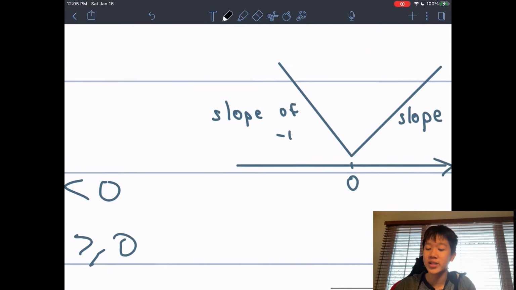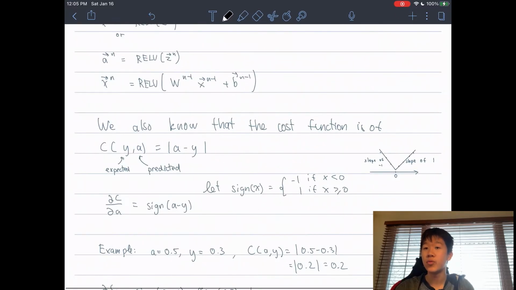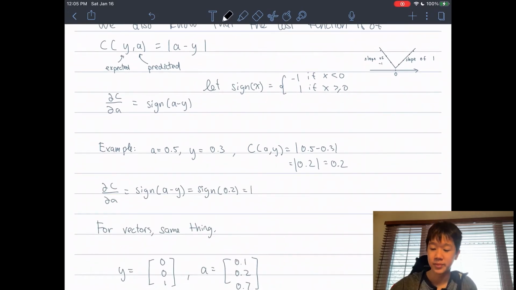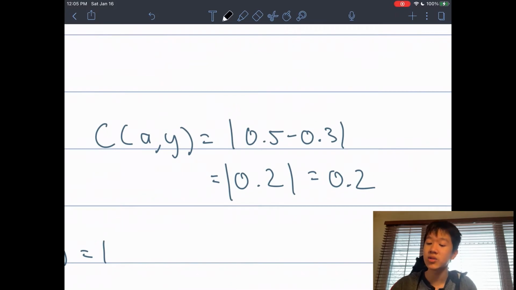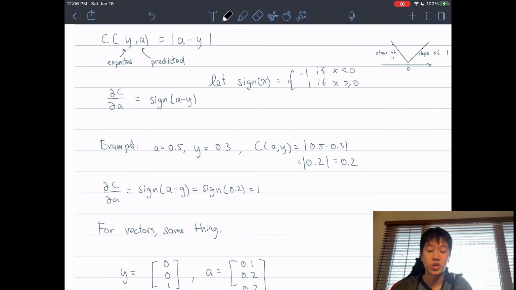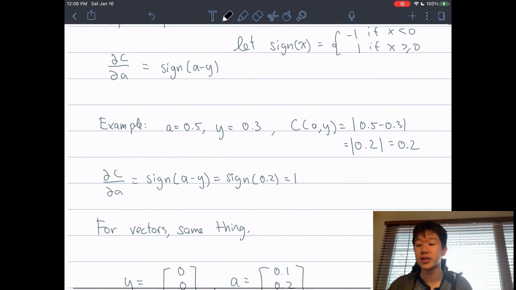Because when a minus y is smaller than 0, any points here have a slope of -1, and when a minus y is bigger than 0, any point here has a slope of 1. So this is pretty awesome. Let's make an example. Let's say I have a equal to 0.5, y equal to 0.3. Then the cost of a, y is the absolute error of 0.5 minus 0.3, because 0.5 is predicted and y equal to 0.3 is expected, which gives us the absolute value of 0.2, and that gives us 0.2 again.